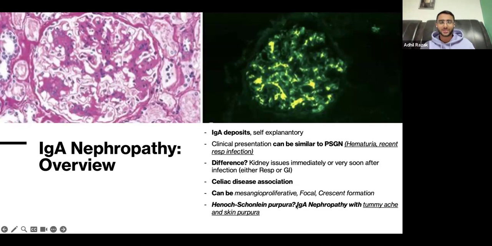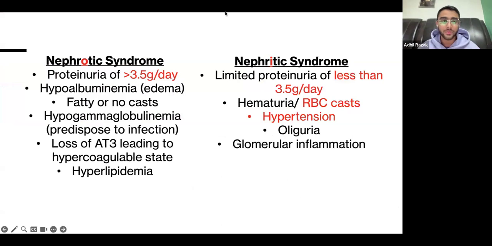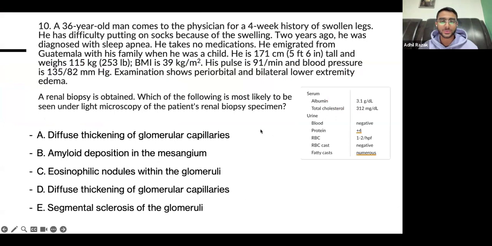It's very similar. It's very simple. It's just red marks, red little shapeless rashes on the legs or the stomach. And in Henoch-Schönlein purpura, it's not necessarily a prior respiratory infection. It could be a GI infection as well. That's one difference between them. But to keep things very, very simple, Henoch-Schönlein purpura is pretty much IgA nephropathy with a tummy ache and skin purpura. All right, before we go further into it, I want to just review the difference between nephrotic syndrome and nephritic syndrome.